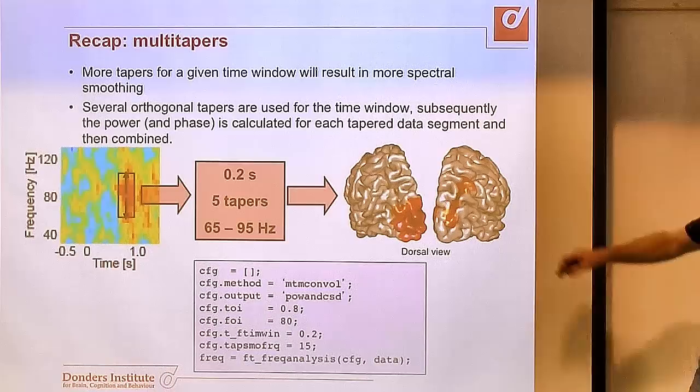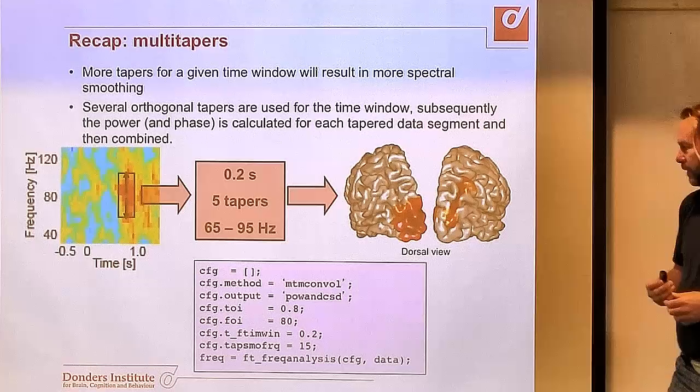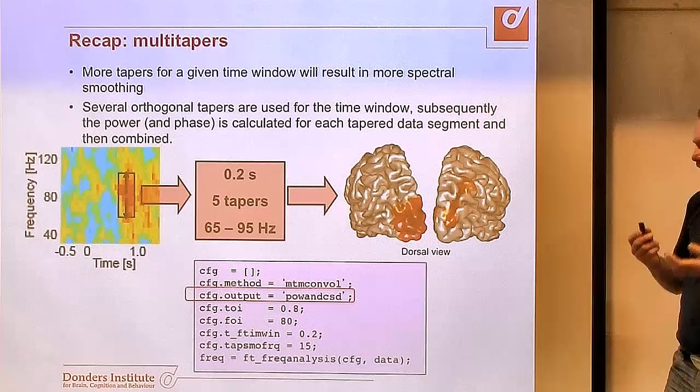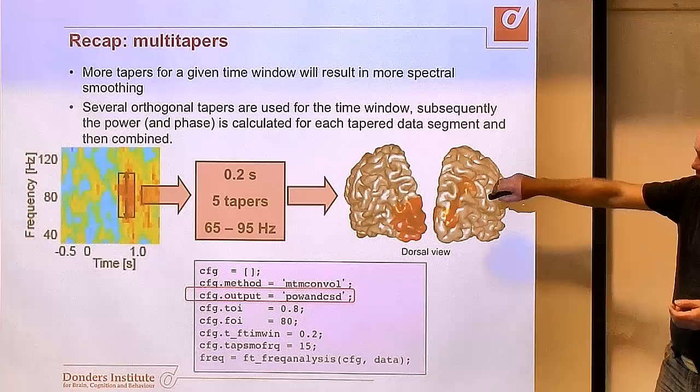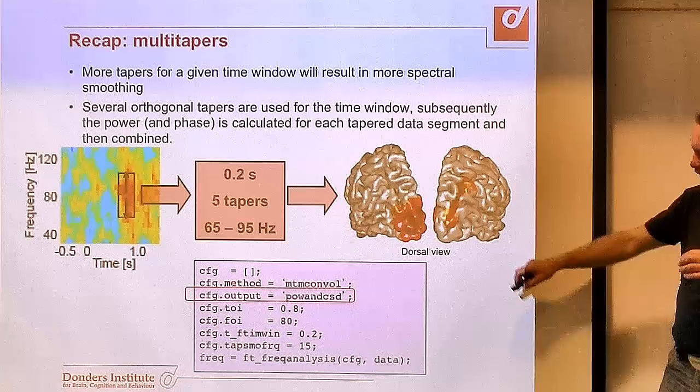So this is the configuration that we use in FT freq analysis, where we specify the time window and the tapsmofrq, the taper smoothing frequency, to get our spectral estimate. Important in freq analysis for beamforming is that we not only have the power, but that we also have the phase information. So by default, if we do FT freq analysis, you only get the power. If you want to do beamforming, what you have to specify, cfg.output is 'powandcsd', power and cross-spectral density. That's going to result in the cross-spectral density also being present in here, and that's what the beamforming algorithm needs. So that's the modification that you need here.